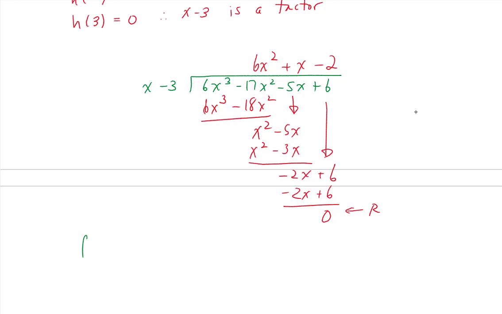So once again, let's write out f of x. So f of x has factors of x, x plus 2, x minus 3, and then we're left with the 6x² + x - 2.